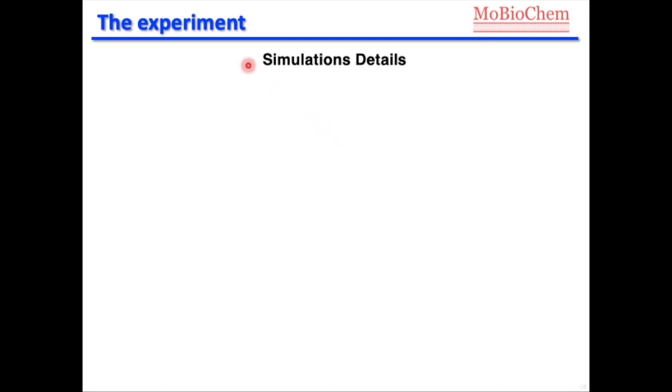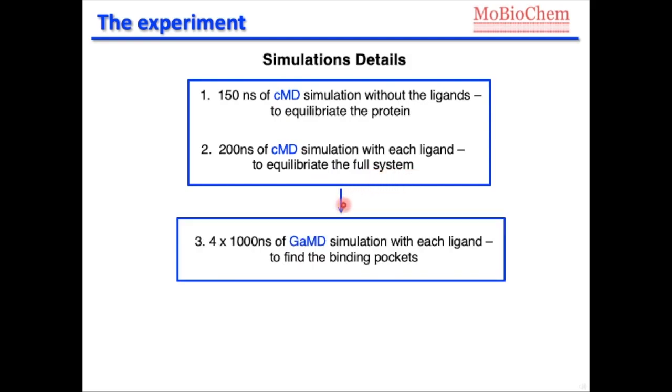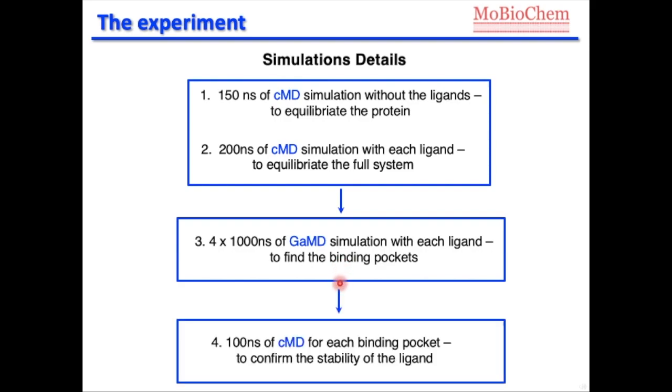And now let's go to the simulation details. In the first stage, we run 150 nanoseconds of classical MD without the ligands in order to just equilibrate the protein. Then 200 nanoseconds of classical MD were run but with each ligand inserted to equilibrate the full system. At this point, 4 replicas of 1000 nanoseconds of Gaussian-Accelerated MD were run with each ligand in order to find the binding pockets. And then, going back to classical MD, we run 100 nanoseconds for each binding pocket found in order to confirm the stability of the ligand.